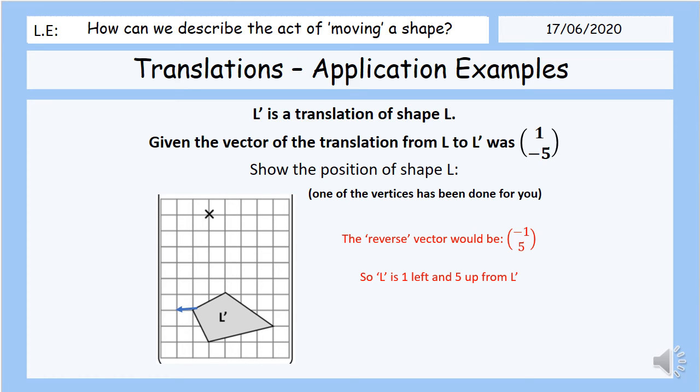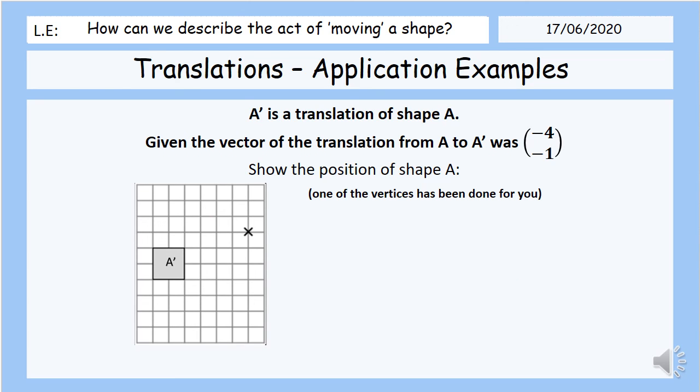So I'm going to pick this one. I'm going to move 1 left. I'm going to move 5 up, and I know that that point goes there. Then I can draw that shape backwards from that point, because I know that the orientation and the proportion do not alter. So I can put all the other points of the shape on. I can join them up, and I can label that up as shape L.